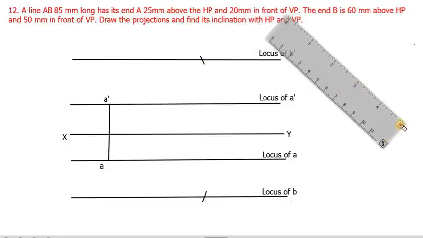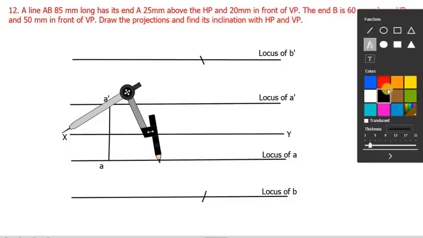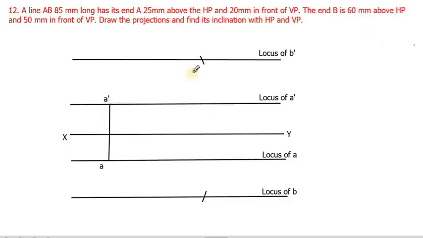Okay, so you can directly name the point. This is B1 dash and this is B2. Then join A dash and B1 dash to get the true length line with HP. I am using a different color for easy understanding. You can use the same color, that is pencil. Join A dash and B1 dash to get the true length line with HP.